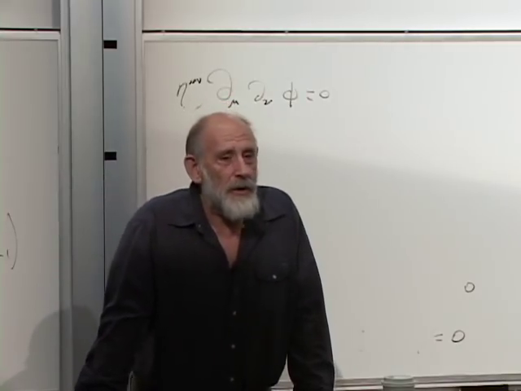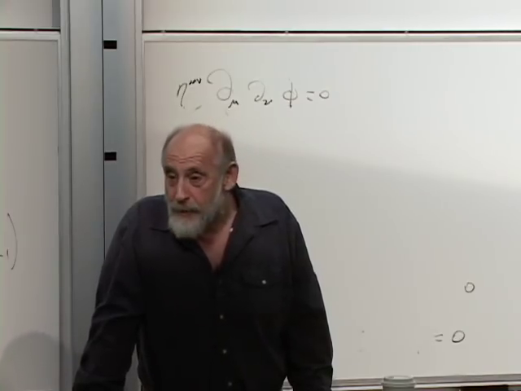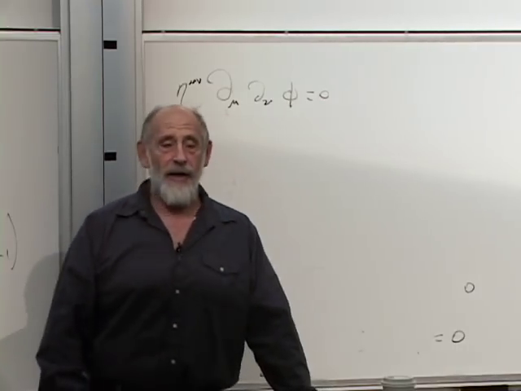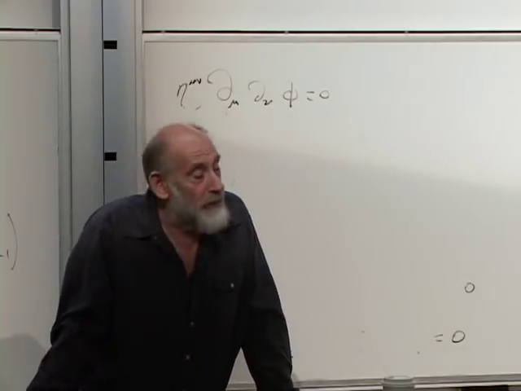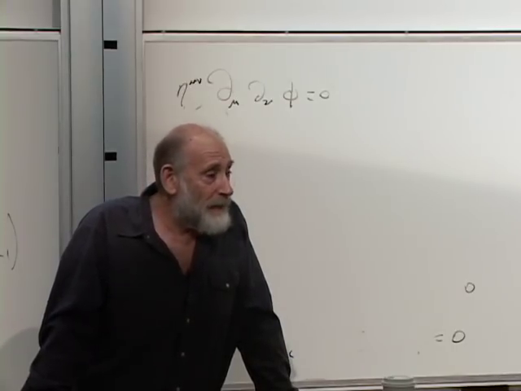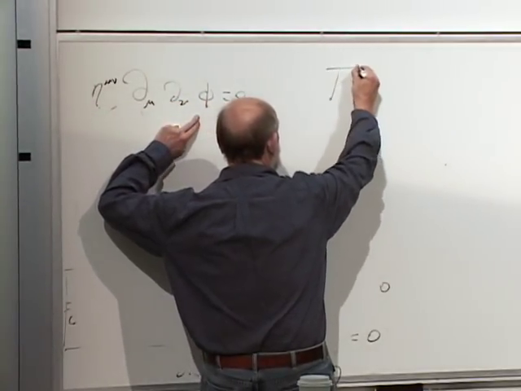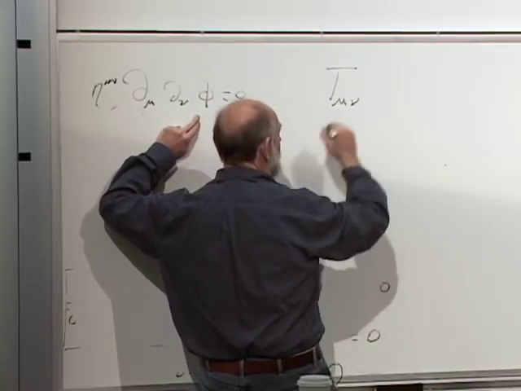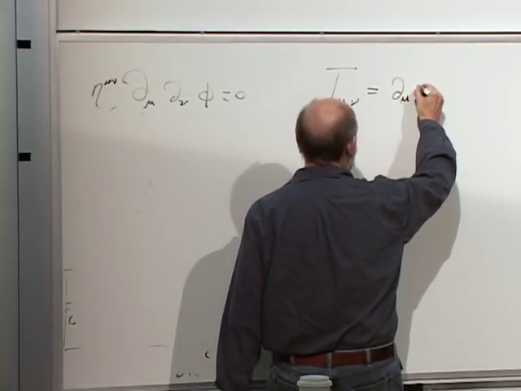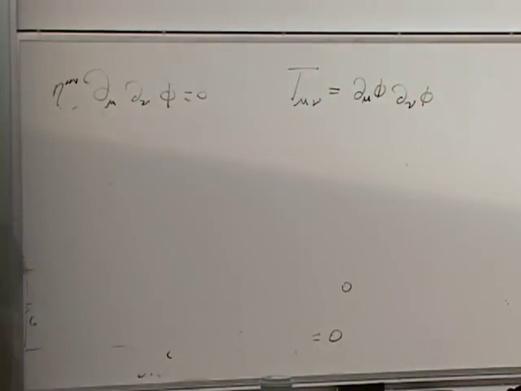Can we guess what the energy momentum tensor for phi is? Well, first of all, it has to be a tensor. So it has to be a thing with two indices. What can we do to phi to give an expression involving phi that would have some indices? Well, we can differentiate it. I'm interested in a thing with two indices, let's say T mu nu. So, what can I make? I can make things like d mu phi, d nu phi. That's something I can make. What else?